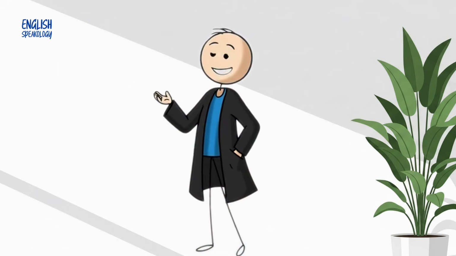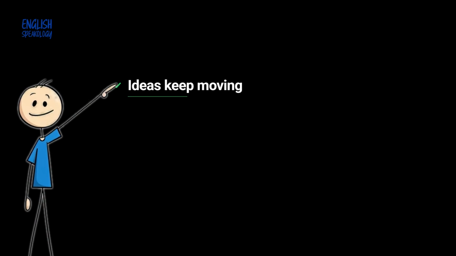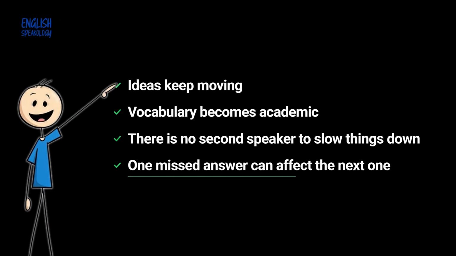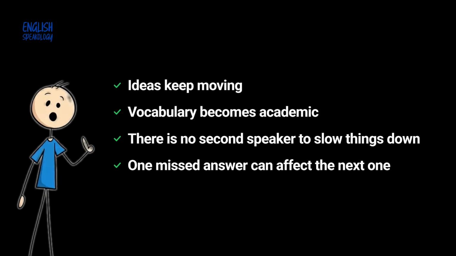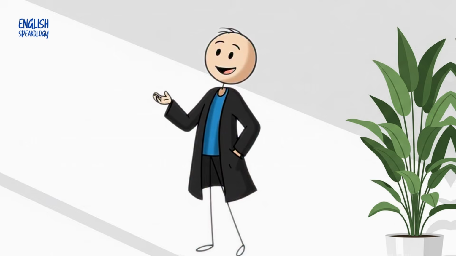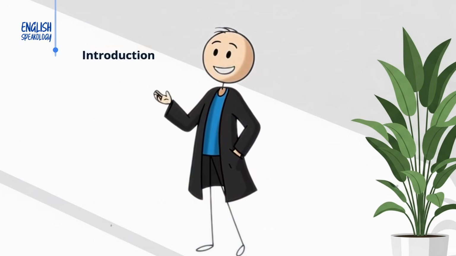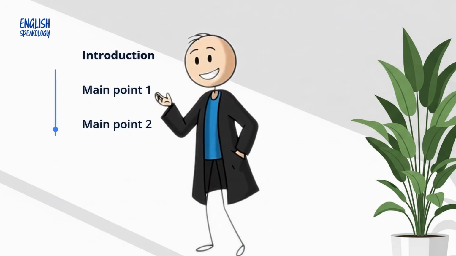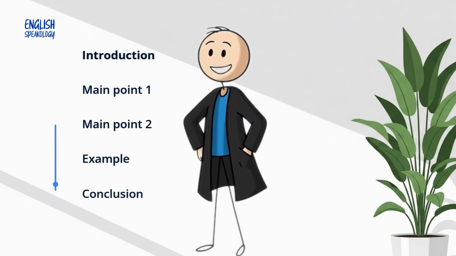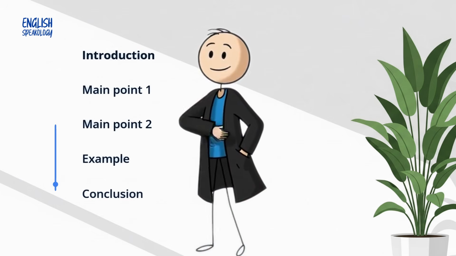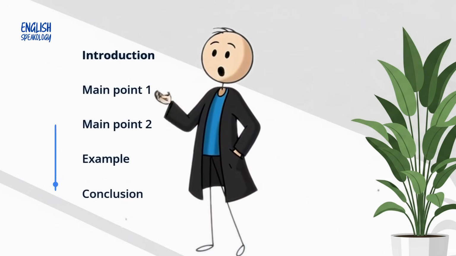Why Section 4 feels hard? The reason is simple. In Section 4, ideas keep moving. Vocabulary becomes academic. There is no second speaker to slow things down. One missed answer can affect the next one. But the good news is, the structure is always very logical. IELTS lectures usually follow introduction, main point 1, main point 2, example, conclusion. Once you follow this flow, answers become much easier.